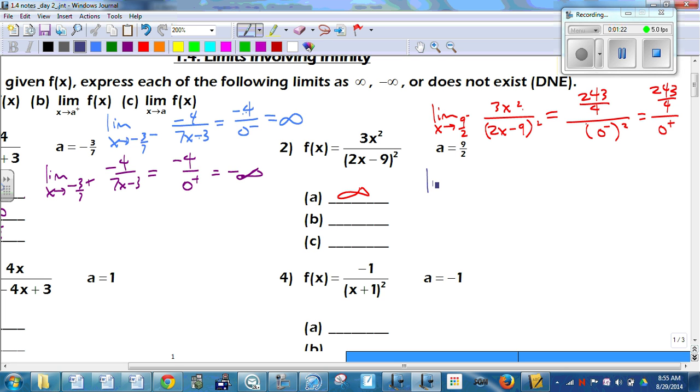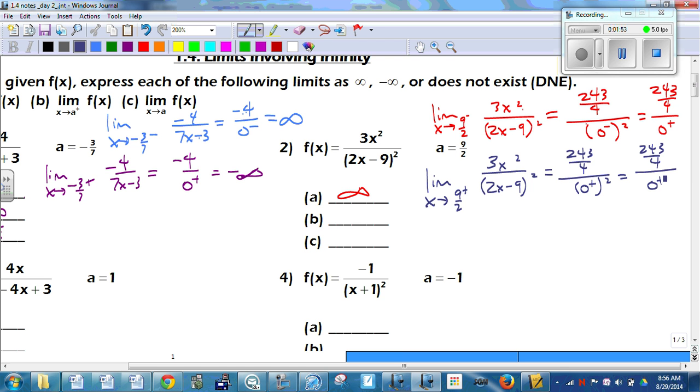If we look at the limit from the right side, limit as x approaches 9 halves from the right of 3x squared over 2x minus 9 squared. Top is still going to be the same, 243 over 4. And the bottom, we're approaching 0 from the right inside those parentheses. But again, we're squaring it, which in this case keeps it the same. It's going to be 0 from the right, because positive times a positive is still positive.